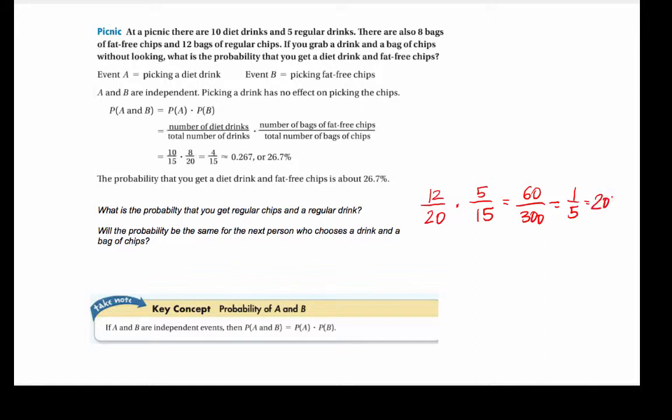Right? So will the probability be the same for the next person who chooses a drink and a bag of chips? This is where our independent and dependent events come into play. When another person comes through the line at the picnic, and people have already taken items, the probabilities are not going to be the same, because we're working with a fewer number of chips and a fewer number of drinks. So the answer to this is no.